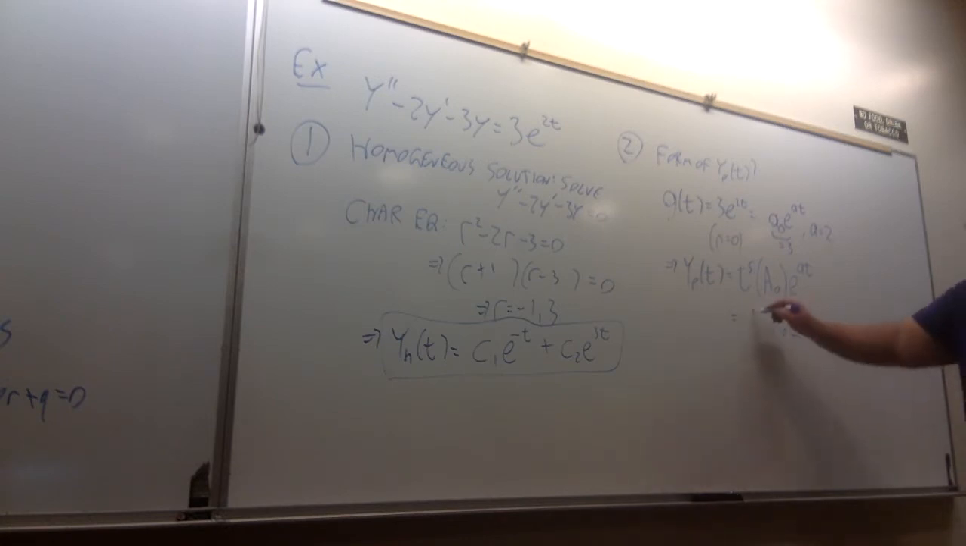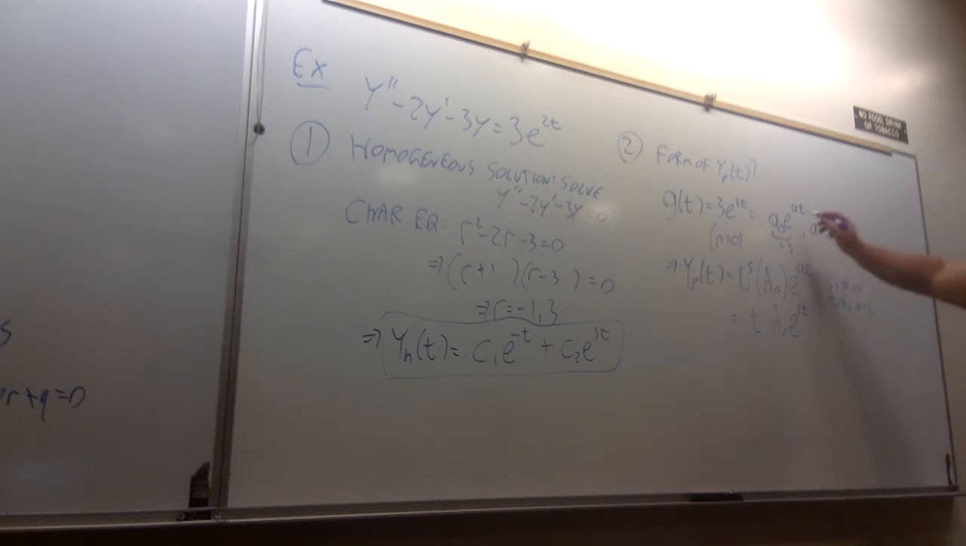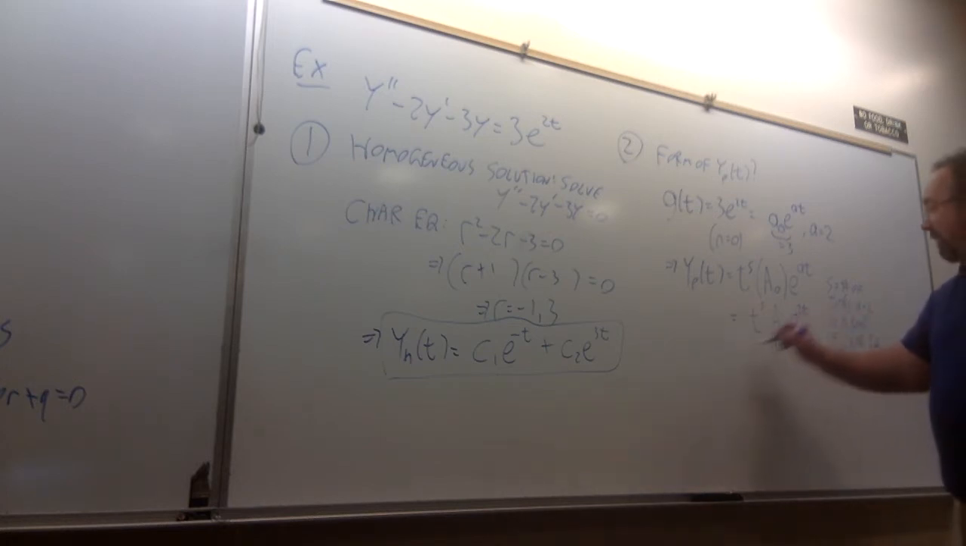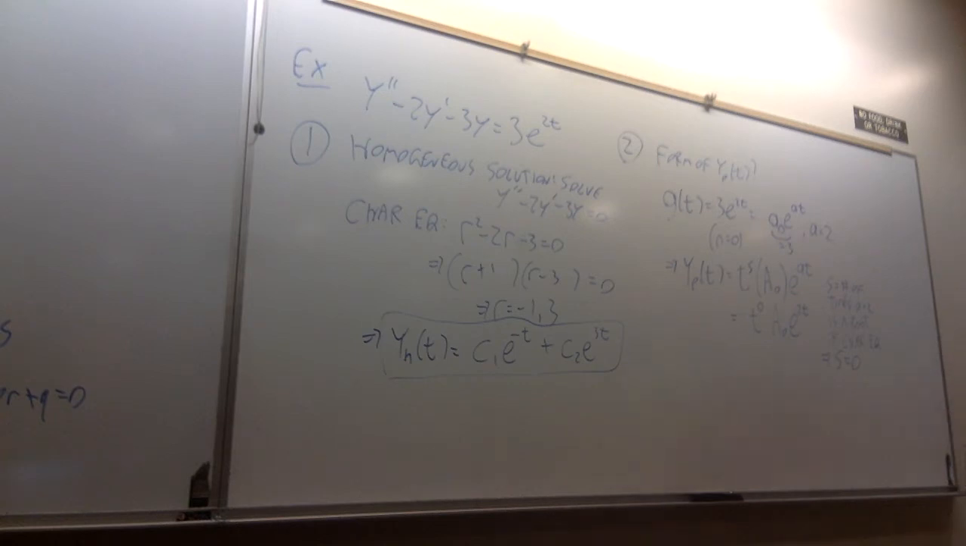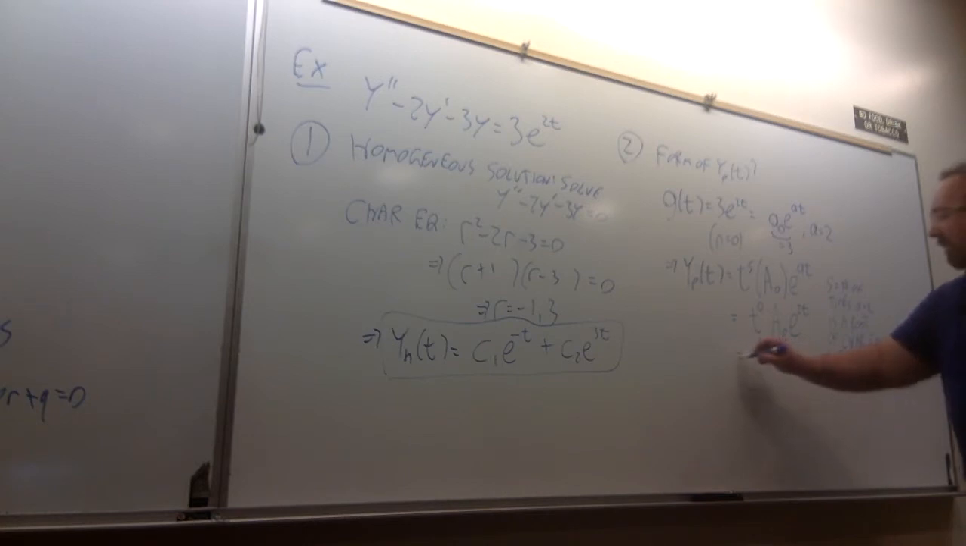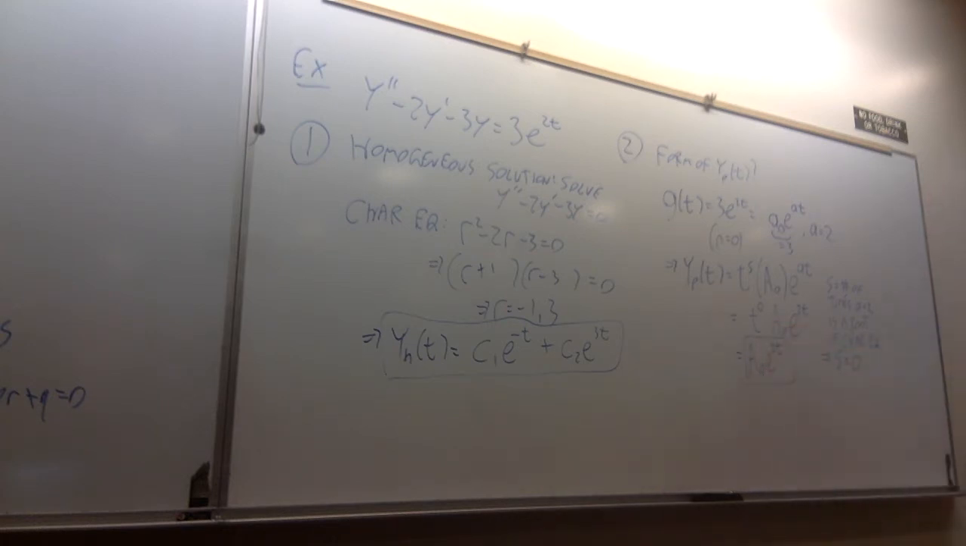And then s is the number of times this coefficient, in this case 2, is a root of the characteristic equation. So make sure you check this value against your roots over here. In this case, it is not among them. There's no overlap there. So s is equal to 0, because 2 is not a root. I'd left a blank, I meant to fill that in. So it's t to the 0, which is 1. So that is the form of your particular solution in this case.